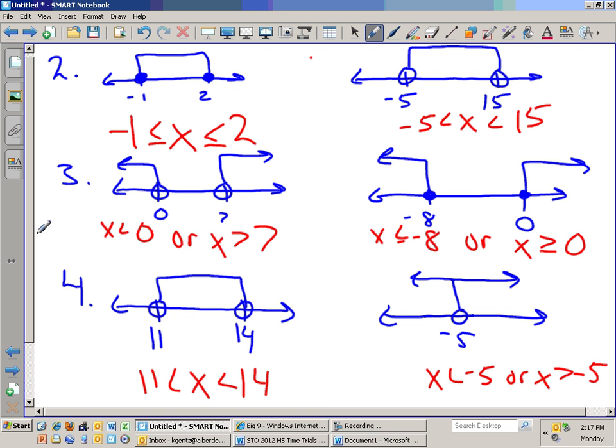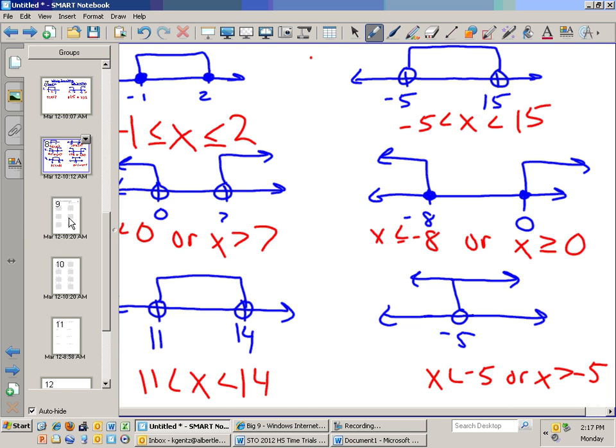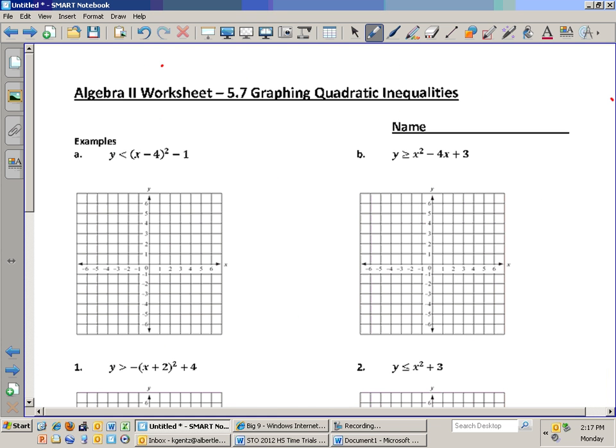Okay, then please, you can save that as notes. Please pull out the worksheet that I gave to you. We're going to practice that piece. People did pretty well with this today. I think that you will as well.